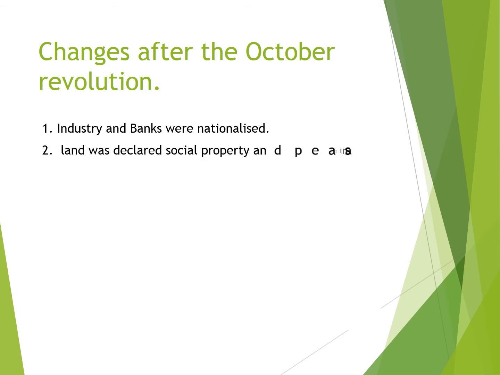The land was declared social property and peasants were allowed to seize the land of the nobility. So the land which was owned by individuals was no more private property and was called social property, and peasants are nothing but the common people. They were allowed to seize the land of the nobility. So you could not accumulate more property.